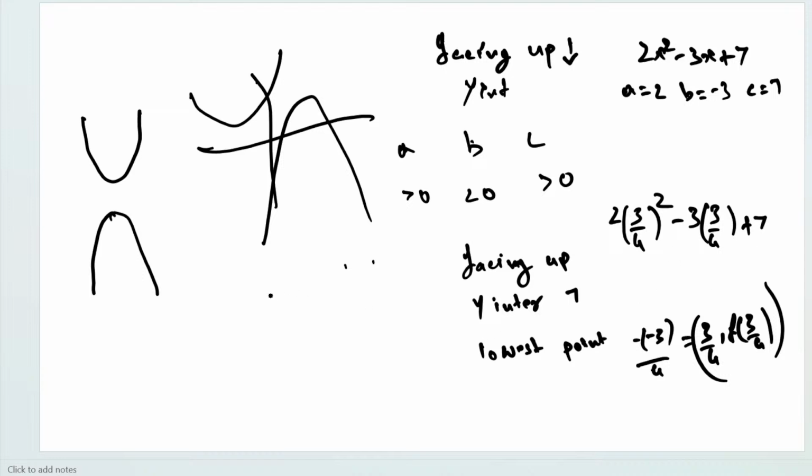So now how will the graph look? It has to touch 3 by 4 and f of 3 by 4, right? That is the lowest point. And it has to touch 7. So the graph will look something like this. Agreed? Do you agree or not?